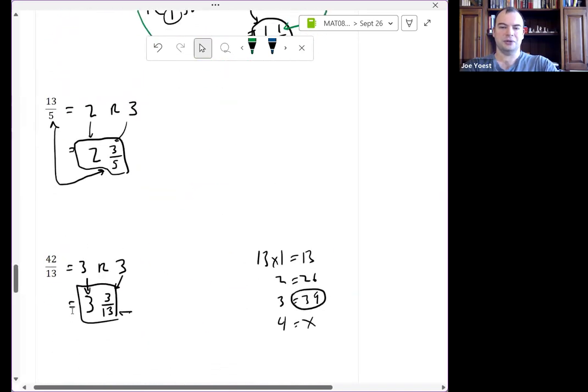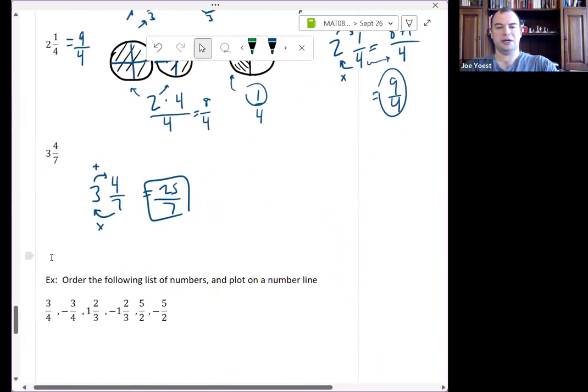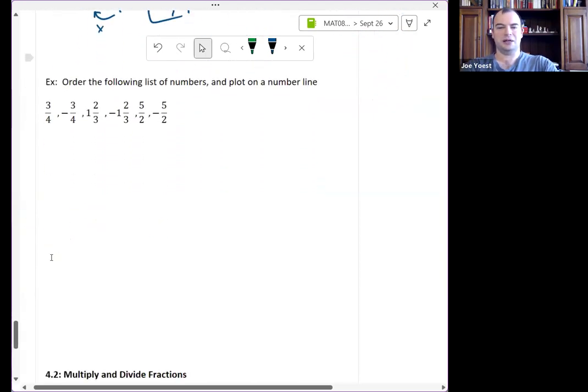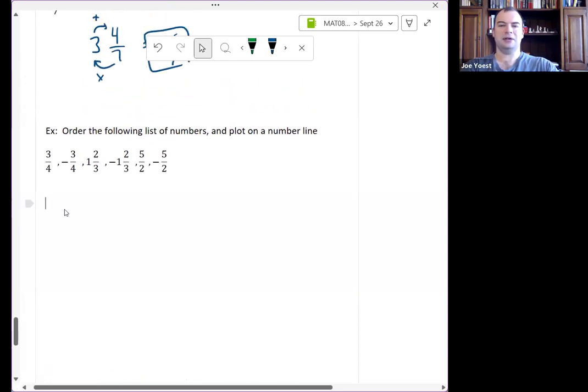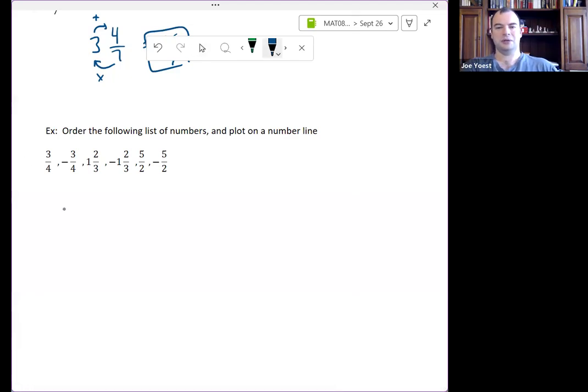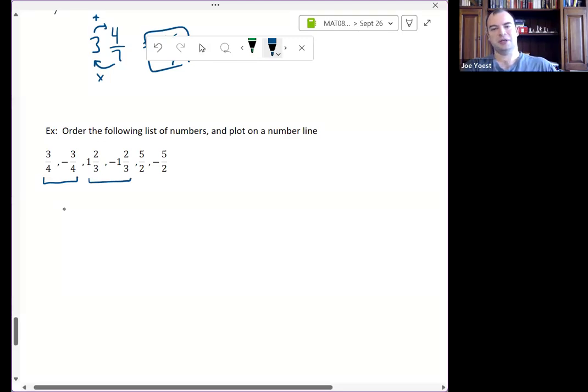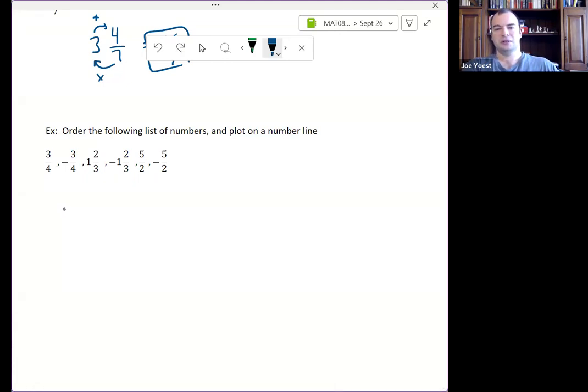So we've actually gotten through a lot of material today. Let's do one more example to kind of summarize what we've worked on, and then we'll call it a day for today. So here I have a list of numbers. Some are proper fractions, some positive, some negative. Some are mixed numbers, some are improper fractions. So let's write these in order from smallest to largest. And then let's also plot on a number line.